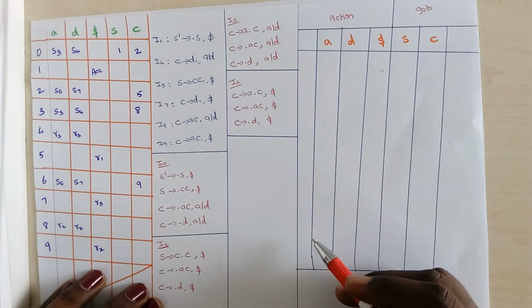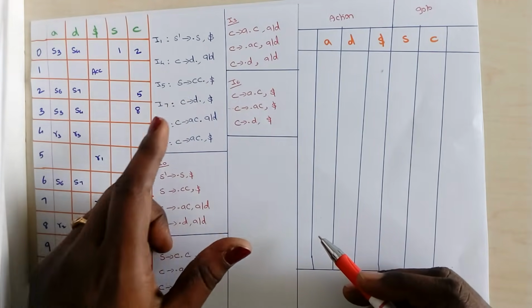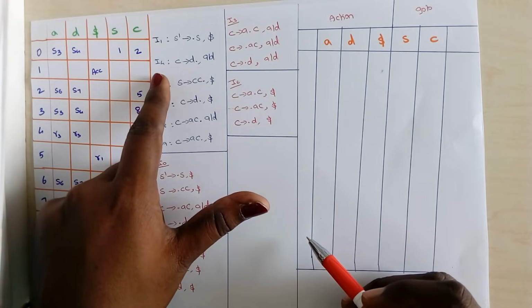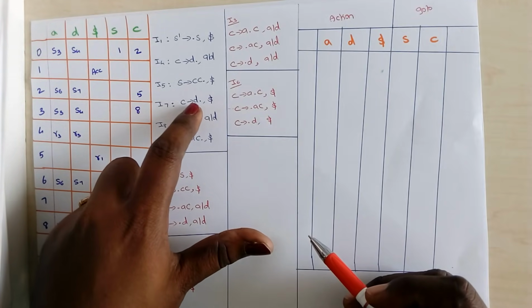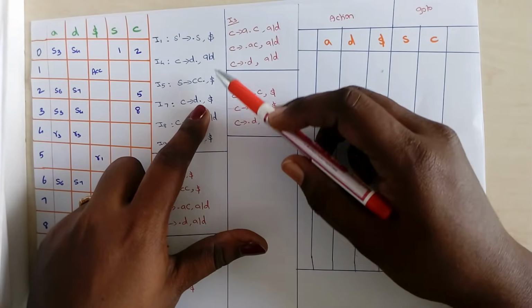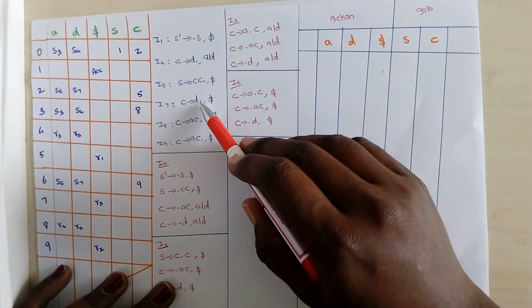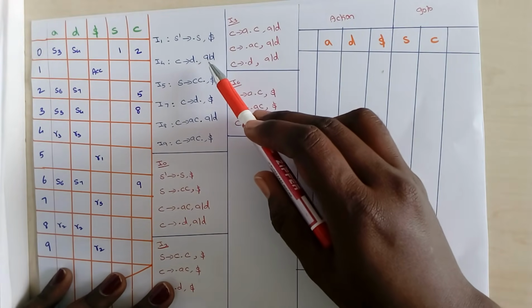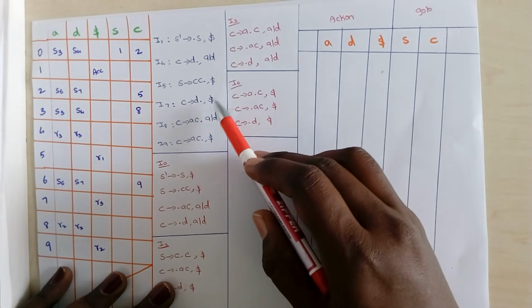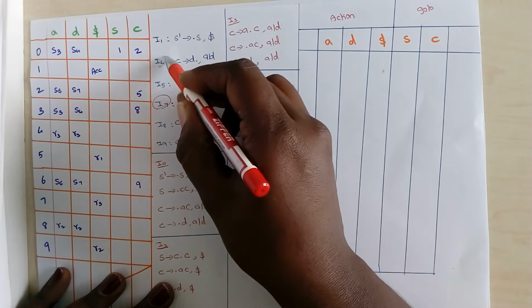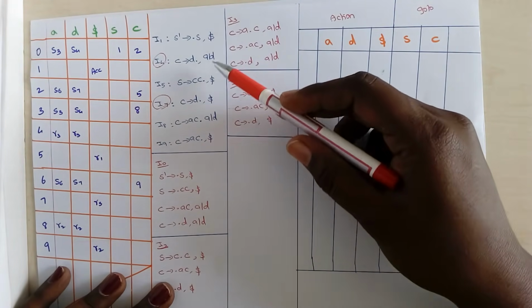When you look into the reduce operations, in I0 it reduced with the S dash tends to dot S production, and in I4 we have the C tends to D dot production. Again in I7 we have the same production C tends to D dot, but the look ahead is different. When you compare I4 and I7, both reduce with the production C tends to D dot, but the look ahead here is A and D, and here it is the dollar symbol. So these two states have similar productions, and we can combine them by combining the look aheads.